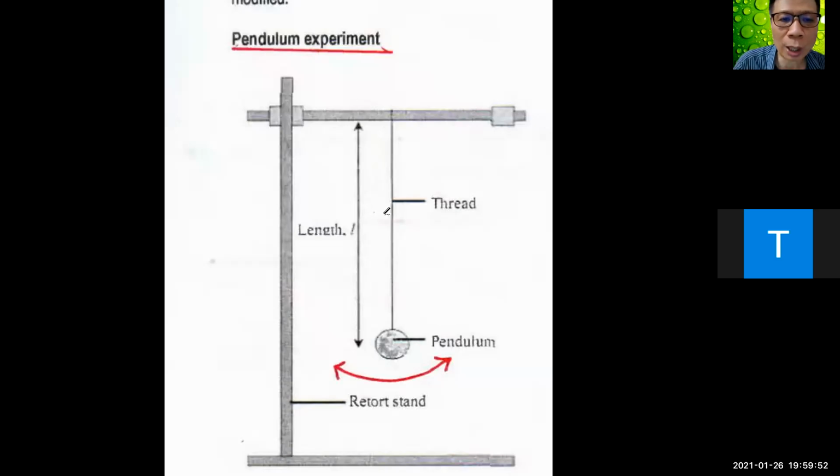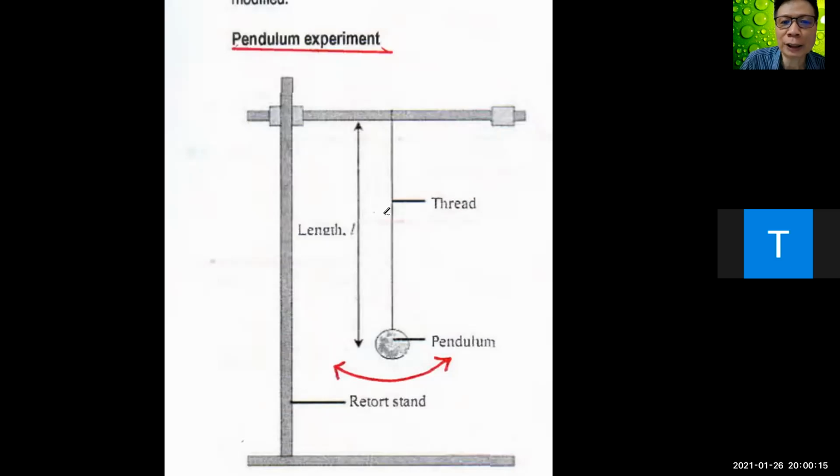When the thread is short, 很短, you will notice it will take shorter time to oscillate, 比较快. That is how a scientist will think. After that, the scientist needs to carry out an experiment to prove what he says is correct. So you must do the experiment.